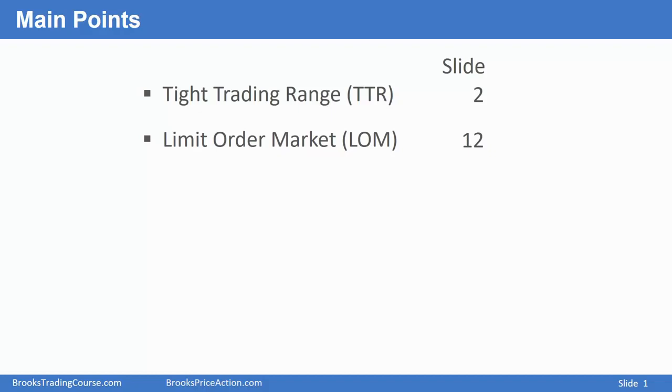And then I'll move on to talk about limit order markets, which in general are tight trading ranges, and traders who are going to trade them are buying below bars near the bottom using limit orders, wide stops, scaling in, and they're using limit orders selling above bars near the top.